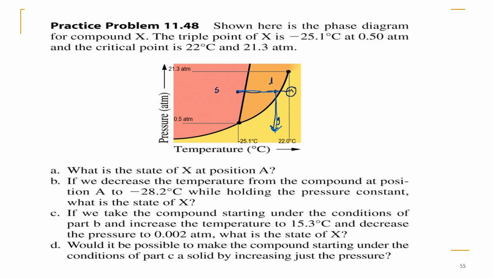And then question D: would it be possible to make a solid from the compound starting under the conditions of part C, so we're down here, by increasing just the pressure? Maybe. This one's a hard question, so let's go with green here. If we start here and we just increase the pressure, will we eventually get a solid? Possibly. If we go to a higher temperature, we never will, but I suppose if this line just keeps going and going, we may run into that line, so it's possible.